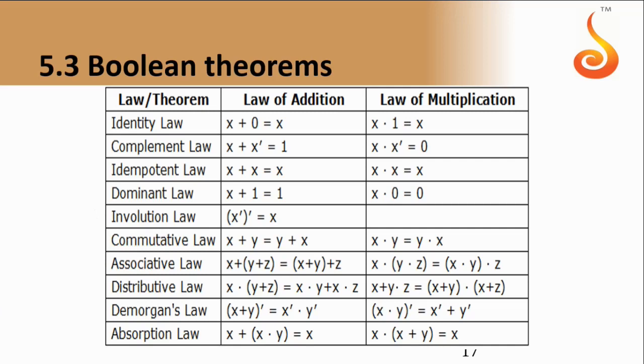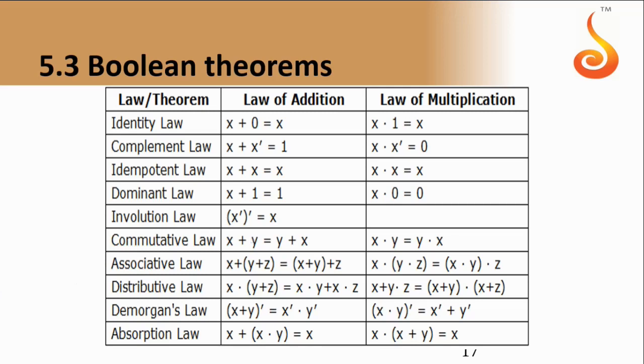X plus y is equal to y plus x. Commutative law of multiplication: x dot y is equal to y dot x. The commutative law states that the order in which two variables are ORed or ANDed makes no difference. That is what it says. That is the commutative law.